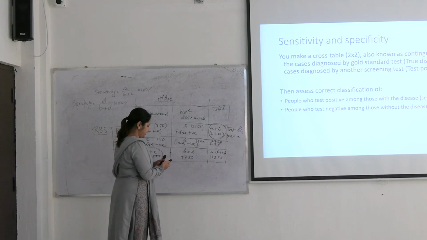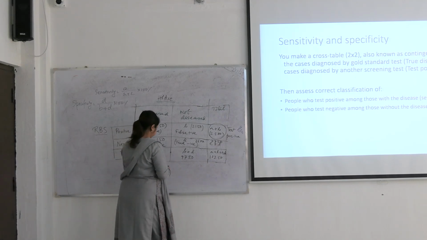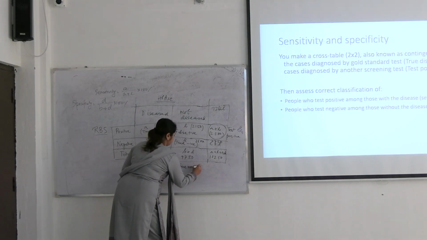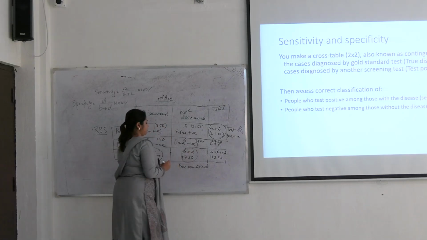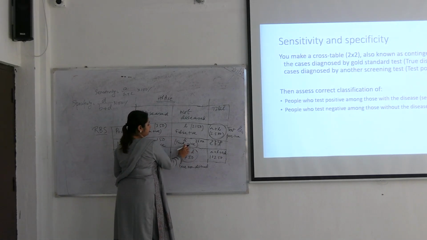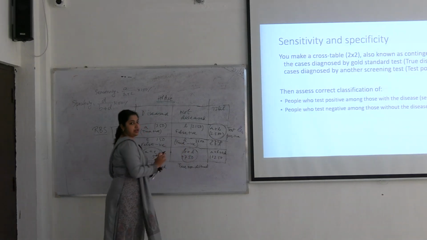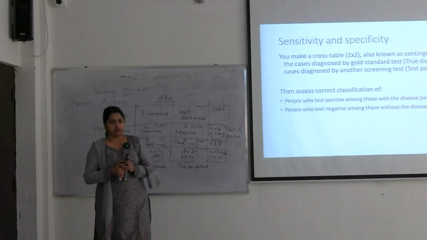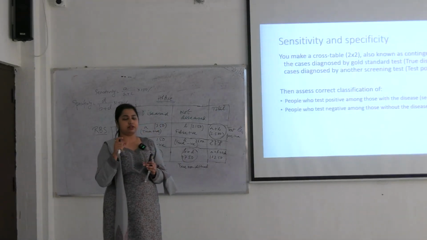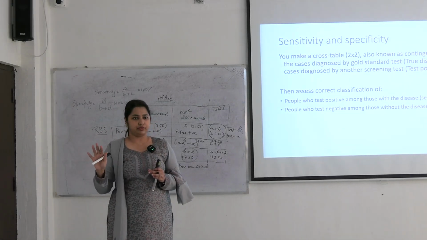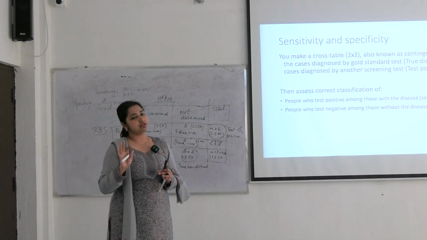Among the true non-diseased, the true negatives, how much of the true negatives are there, that is called the specificity of the test. What does it mean? Means how specific is the test in determining the disease. Specificity joto badbe tar mane the people who are not having the disease, okay, will be correctly diagnosed as not having the disease.